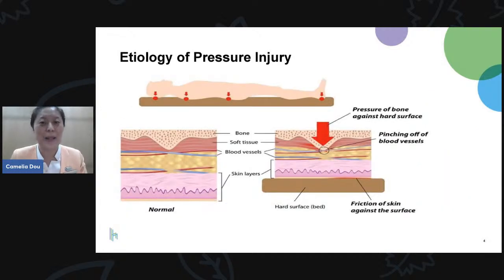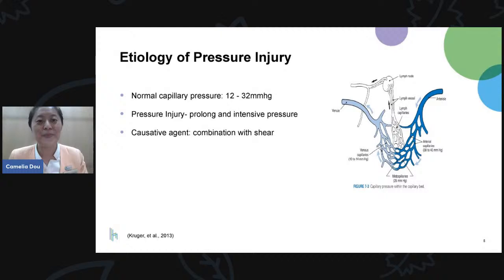Next slide, please. So what causes pressure injury? Basically, it's definitely the pressure. People like you and me are able to walk around and ambulate, so there's no problem. But once patients become bed bound and not able to move around, there's continued pressure from lying on the bed. The pressure of the bone against the hard surface cuts off the blood vessel supply. At the same time, the friction of the skin against the surface causes damage. All right, next slide.